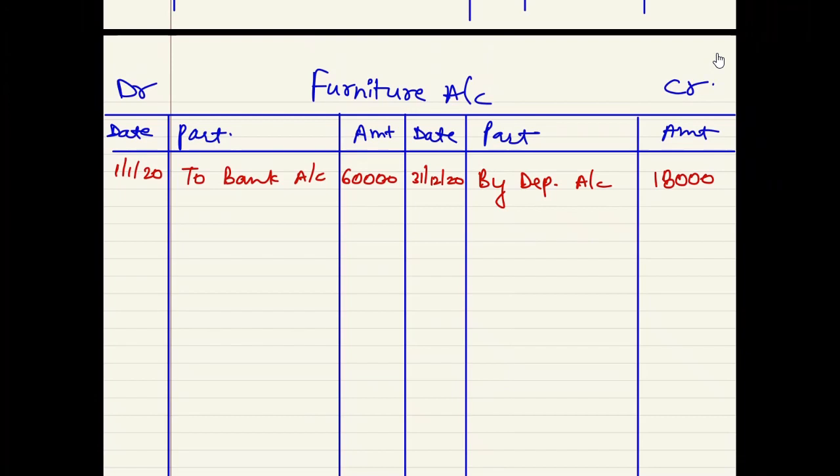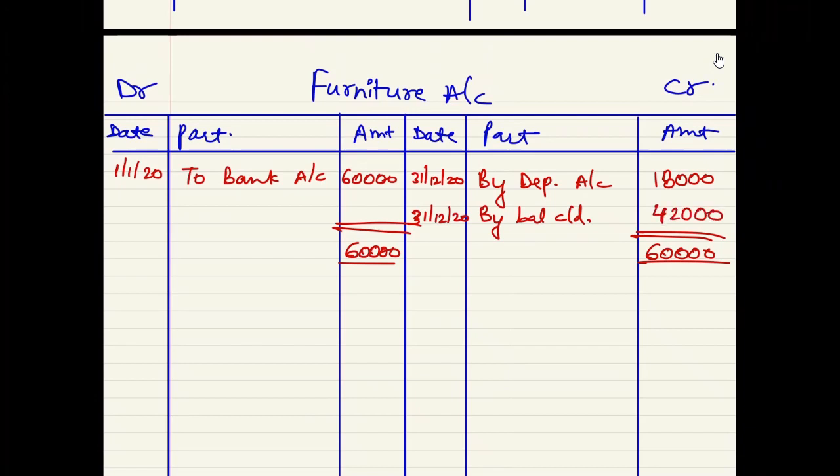Now, if the year is closed over here on 31st of December, what is the balance? On 31st of December on the furniture account, 60,000 is on the debit side, only 18,000 is on the credit side. So the balancing figure would be by balance carried down 42,000. 42,000 is the balance which is being carried down. Is everyone comfortable with this? Yes or no?